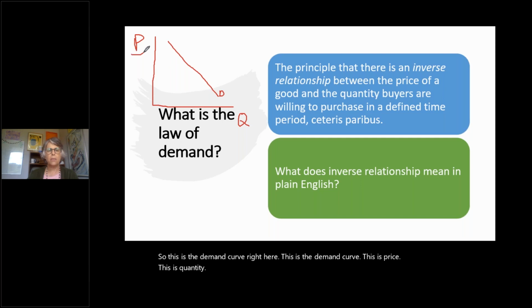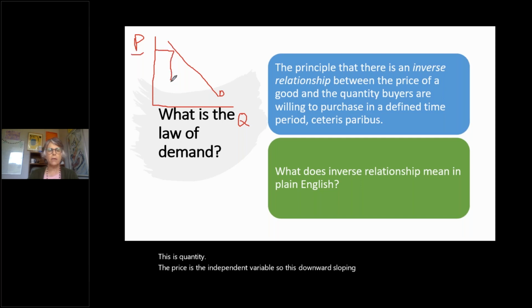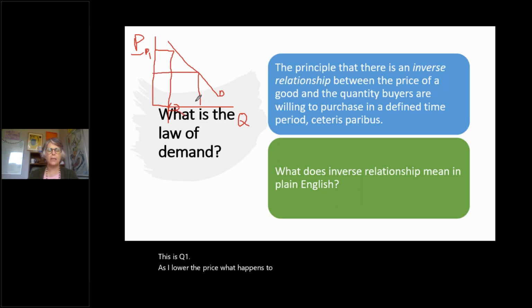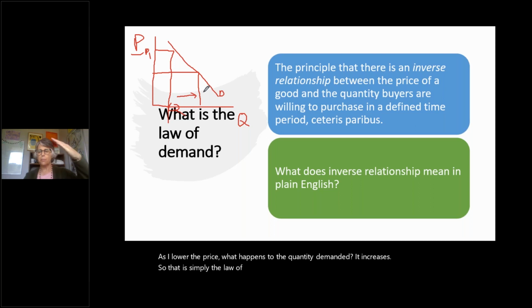The price is the independent variable. So this downward sloping curve, as you see, this is P1. This is Q1. As I lower the price, what happens to the quantity demanded? It increases. So that is simply the law of demand. As the price falls, the quantity demanded goes up. That's an inverse relationship. It's a downward sloping curve.